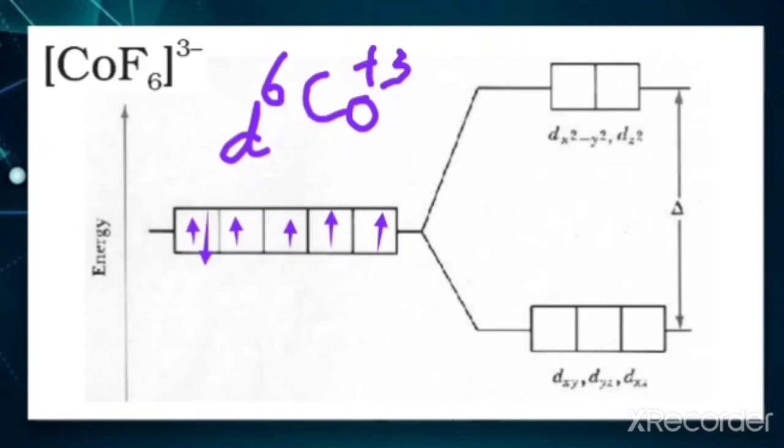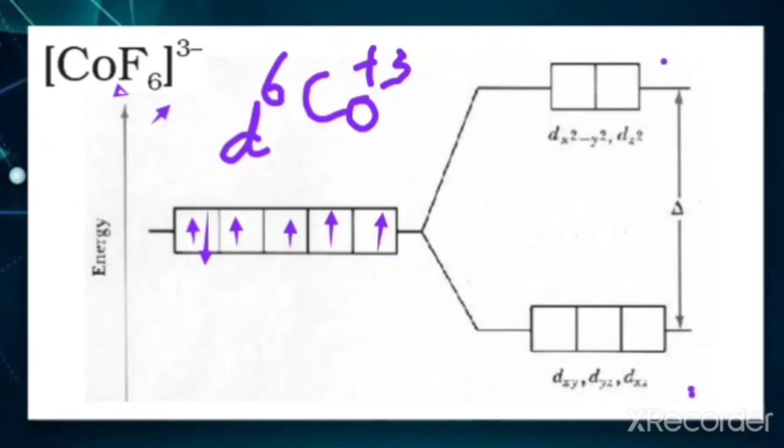Now, because there is a splitting of d orbitals into t2g and eg sets, why have we made t2g down? Because the coordination number is 6 here, that's why it is an octahedral complex. So we have to make t2g down and eg up.